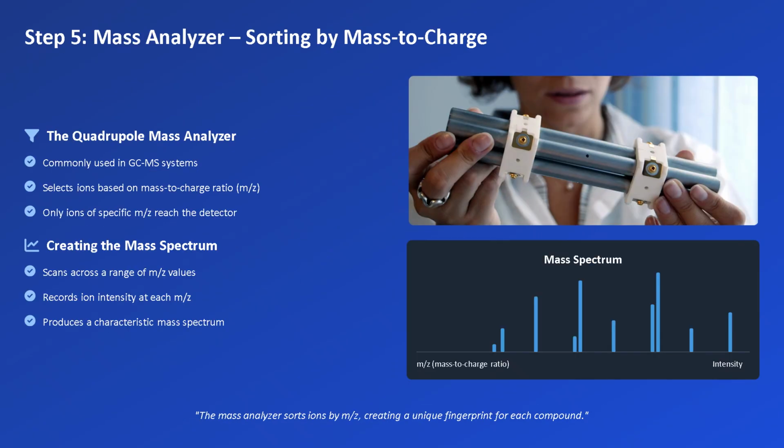Now that we have ions, the system must sort them. This is done by the mass analyzer, most commonly a quadrupole in GC-MS systems. The quadrupole filters ions based on their mass-to-charge ratio, or m/z. Only ions of a specific m/z reach the detector at a given moment. By scanning across a range of m/z values, the instrument builds a mass spectrum, showing ion intensity versus m/z, a unique signature for each compound.